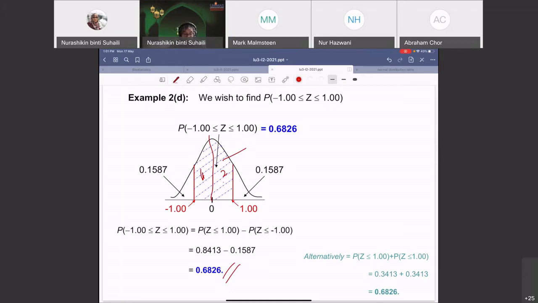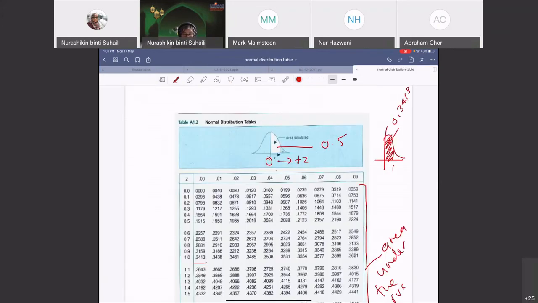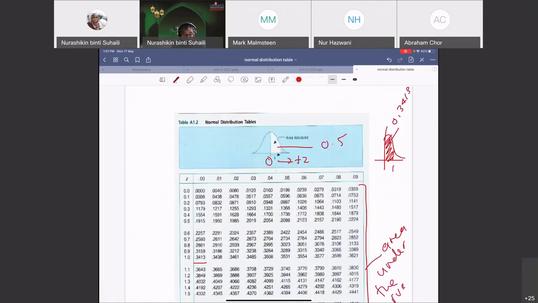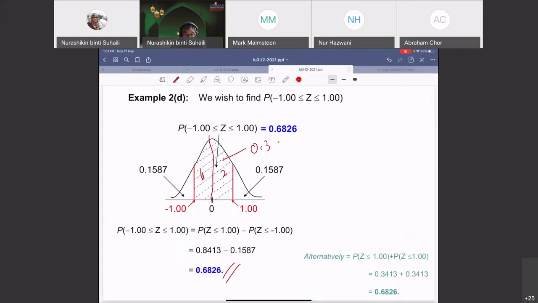This one actually, if you refer to the table just now, z equal to 1, right? Z equal to 1 is 0.3413. This is also 0.3413, right? It's actually times by 2. You got this one times 2.